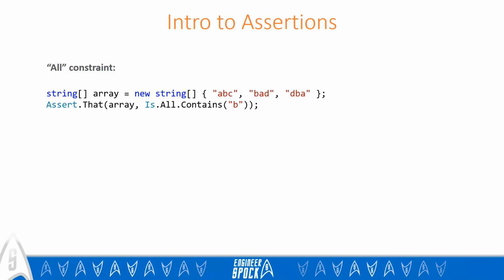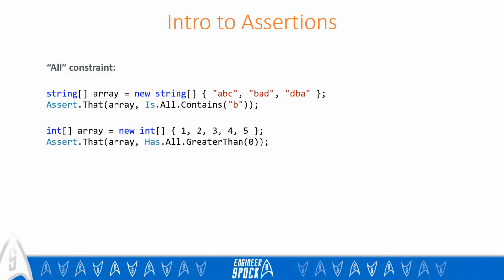The first assertion here checks if all the items in the array contain the letter B. In this case, the constraint expression will be evaluated to true, since all the string literals contain the letter B. This constraint is comprised of two levels, is and all.